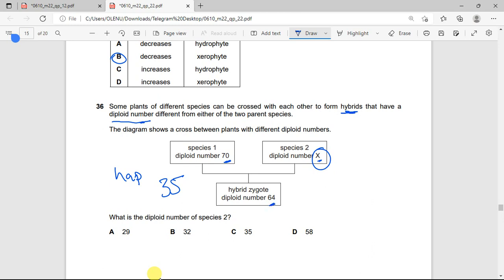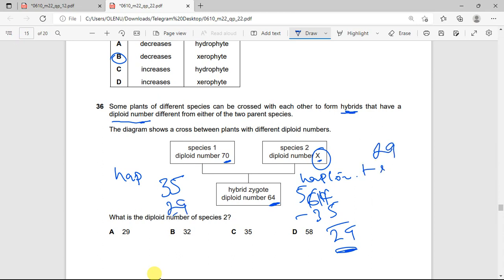So to get the haploid number for X, it will be this zygote, which is 64, minus 35. This will give you 29. So here too you should have 29 for X. To get the diploid number, it will be 29 plus 29, which gives you 58. Your answer is D.